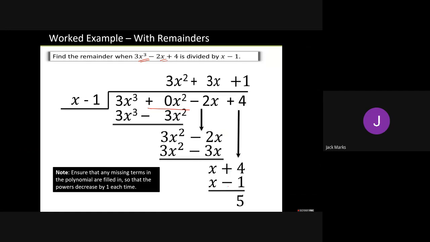Interestingly, notice this one, there's a remainder, isn't there? There's a remainder of 5. So the answer is going to be, when you divide it, you'll get 3x squared plus 3x plus 1 plus the bit that still needs to be divided, which is 5, still needs to be divided by x minus 1.